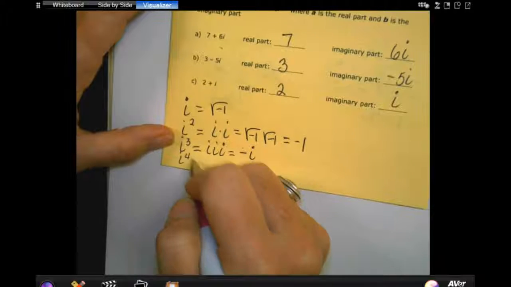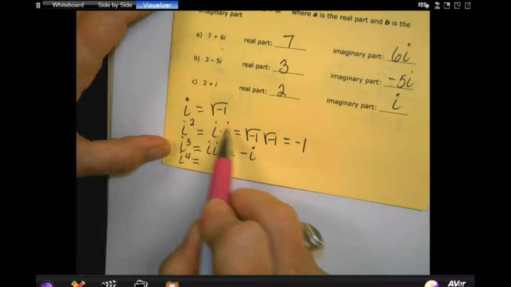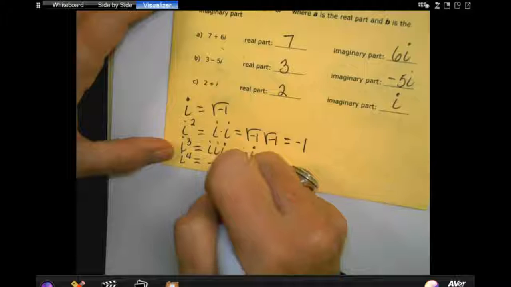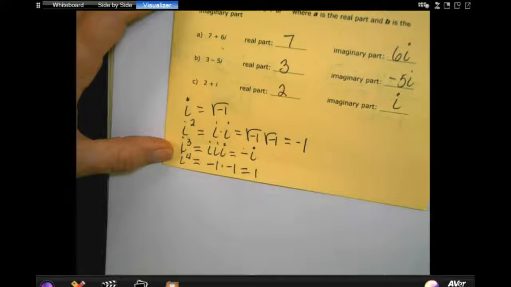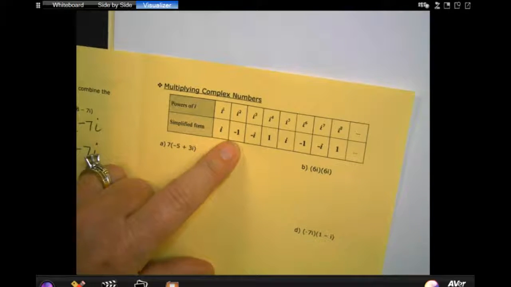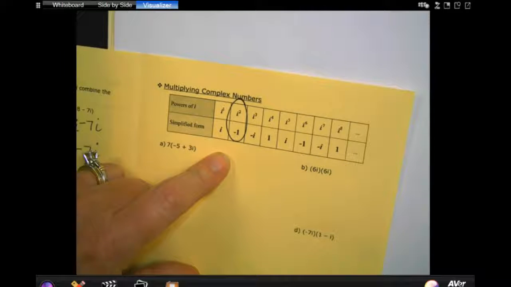And i to the fourth is how many i's? 4. But that's 2 sets of 2. And that's negative 1 times negative 1. Is that correct? So that equals 1. So in the little chart at the top of the page that we're getting ready to start, it gives you the pattern. So i to the first is i. i to the second is negative 1. And this is the one you need to remember because we're going to use it all the time.